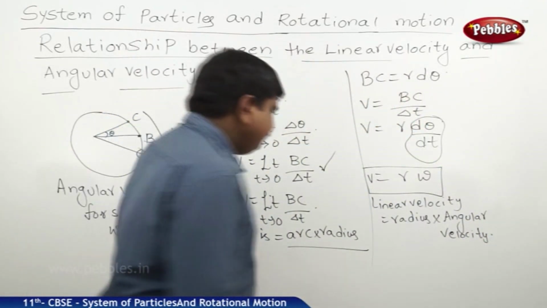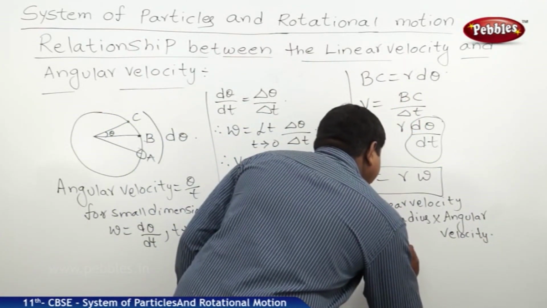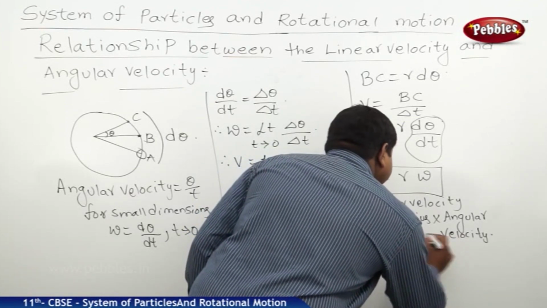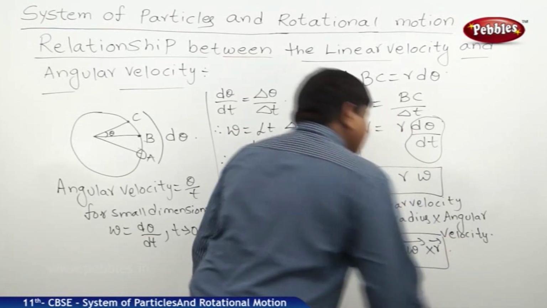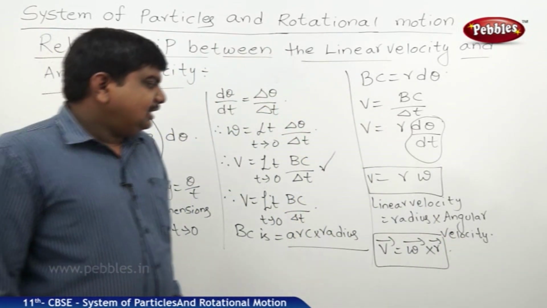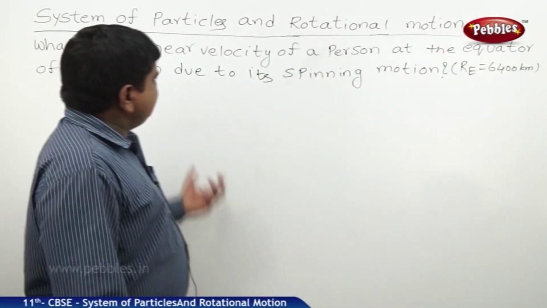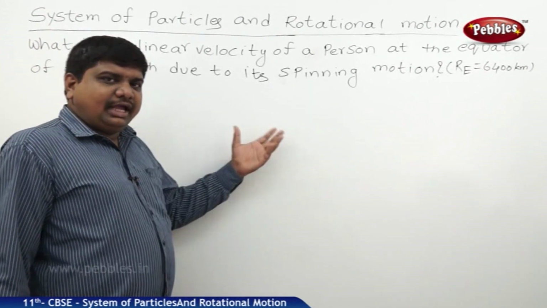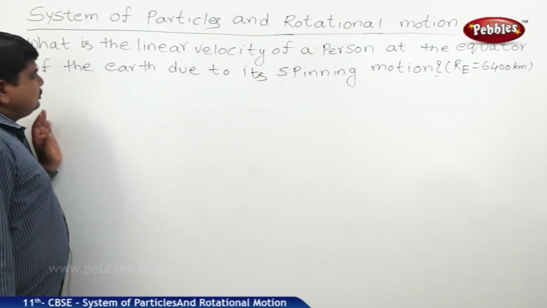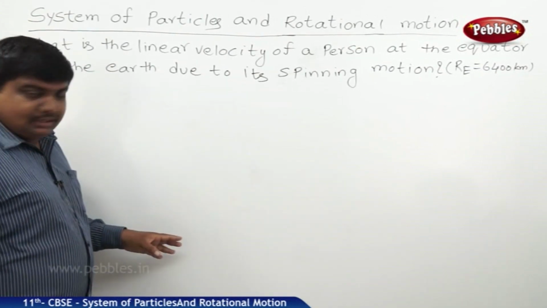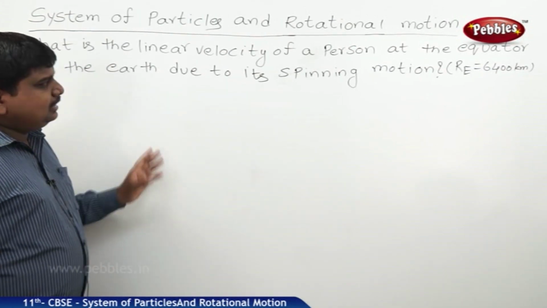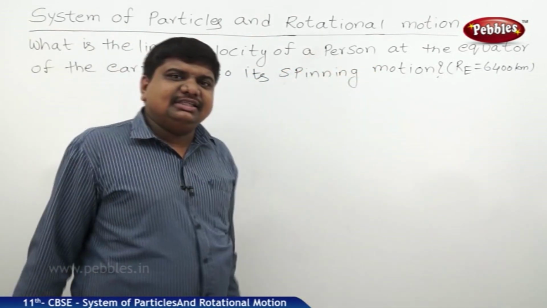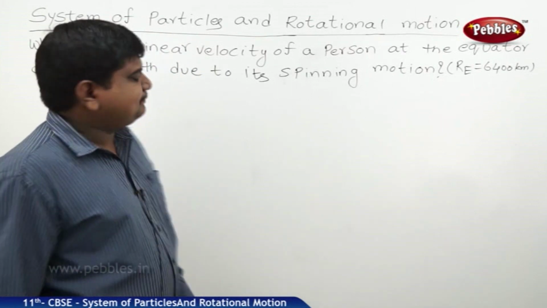So in vector form, we can write this as V bar is equal to omega bar cross R bar. This is the relationship between linear velocity and angular velocity. This is one of the numericals based on the concept of linear velocity and angular velocity. What is the linear velocity of a person at the equator of the earth due to its spinning motion, where RE, the radius of earth, is 6,400 kilometers?